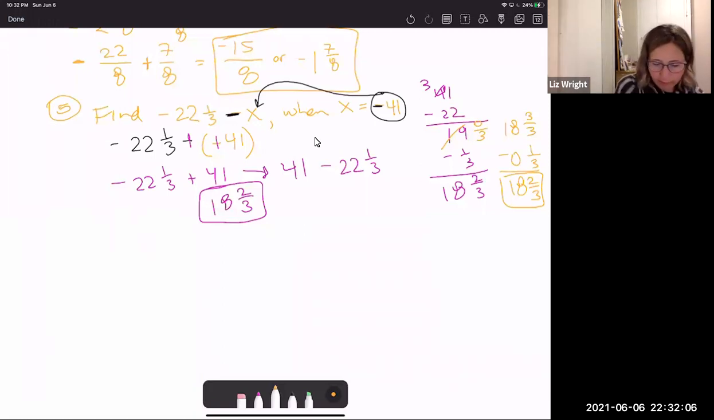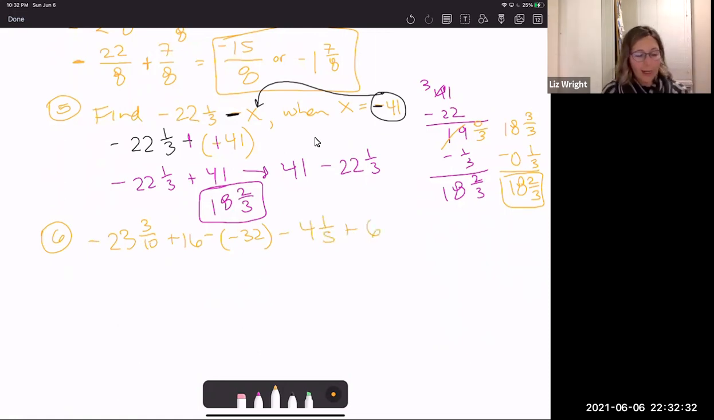Let's try this one. So this is my number 7, but it's your number 6. So it's going to be negative 23 3/10, and then plus 16 minus a negative 32 minus 4 1/5 plus 6.